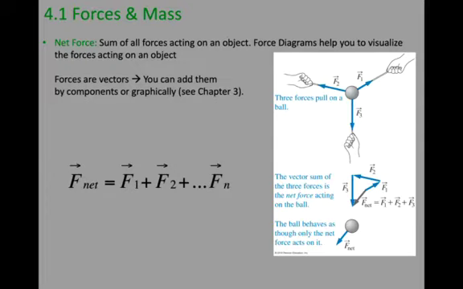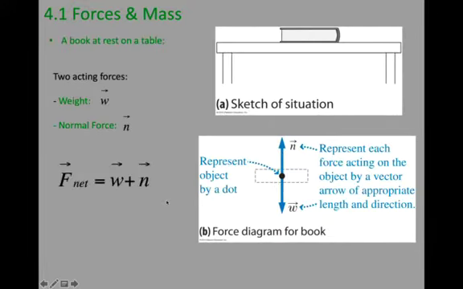Again, this is very related to the vectors that we have covered in the previous chapters. This is why we had to go over some basics about vectors in order to be able to continue with this chapter. So F net, F total, is equal to F1 plus F2 plus F3, right? And then you add these vectors so that you can tell what this F net is in the end.